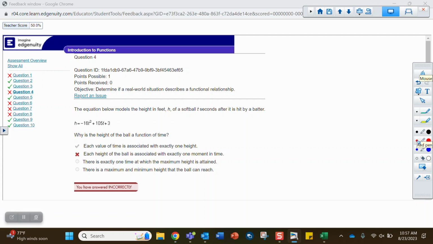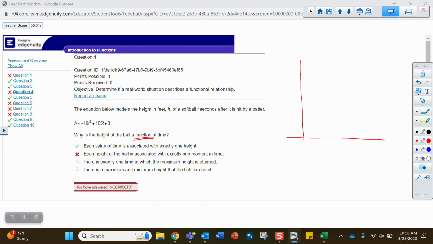Question 4: the equation below models the height in feet of a softball t seconds after it is hit by a batter. Why is the height of the ball a function of time? So function means x's don't repeat. If we were to graph this, I'll show you what it looks like over time when a ball is hit by a batter.